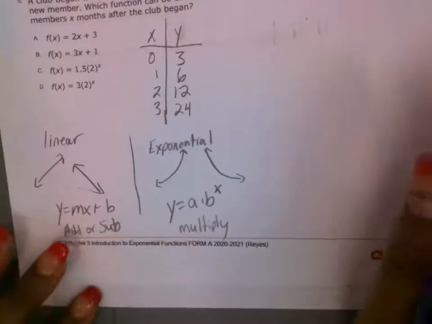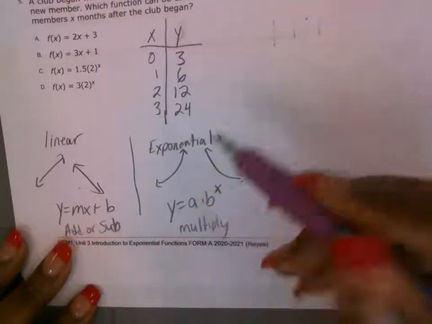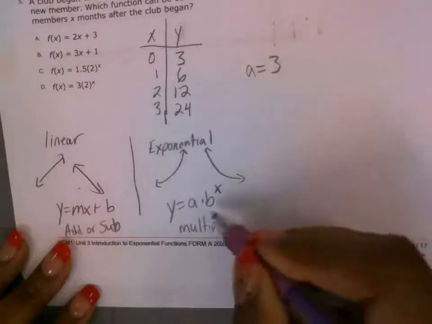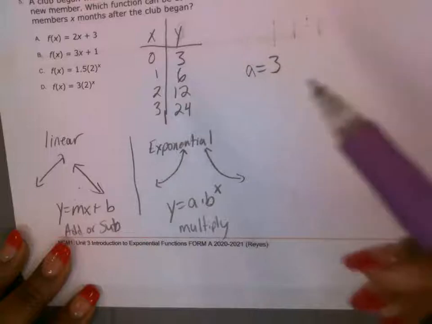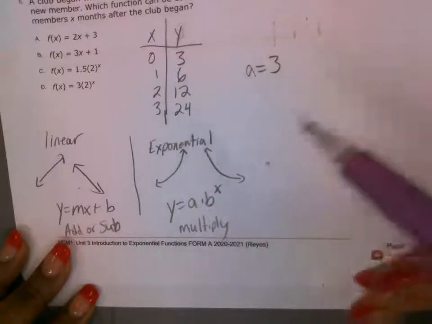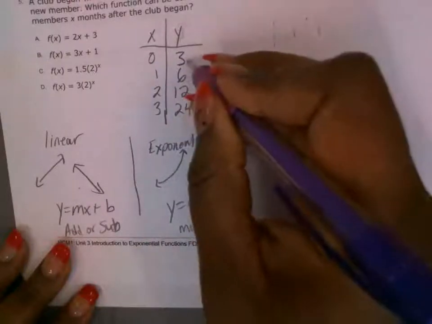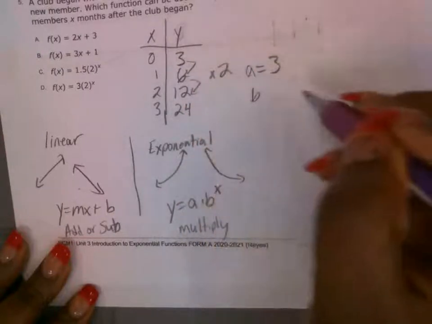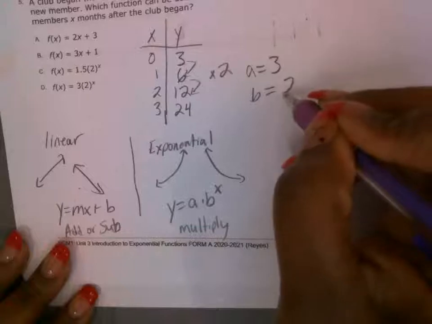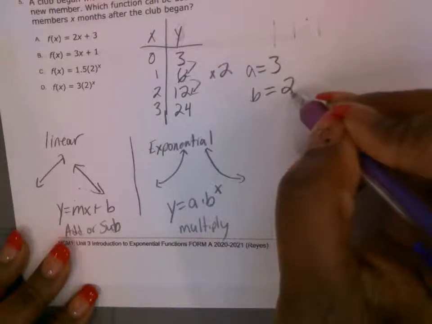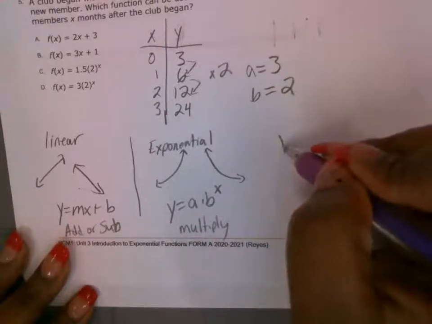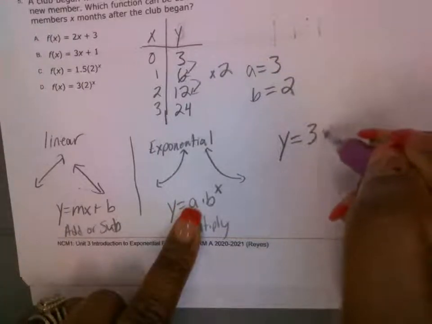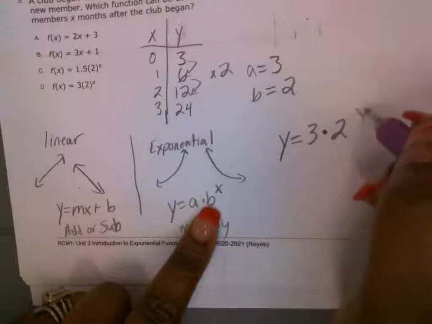Okay? So our a is our starting amount, which is going to be 3. A is 3. And our b is the common ratio, the number that's being multiplied to get to the next number. So what are we multiplying by to get to the next number here? We're multiplying by 2. So our common ratio is 2. So then the equation is going to be y is equal to a, which is 3, times 2 to the x power.